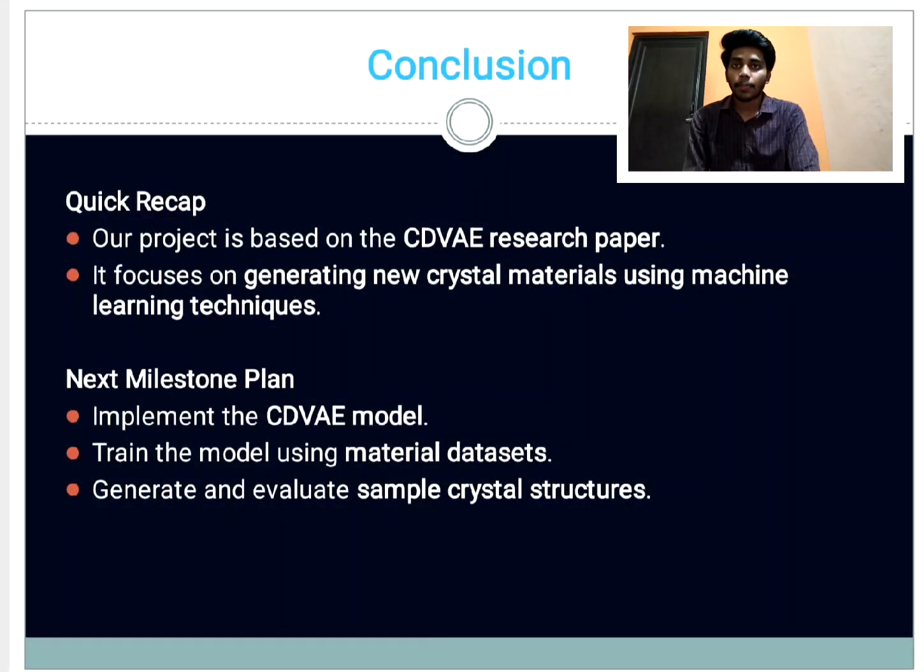To conclude, our project focuses on using machine learning techniques to generate crystal structures from chemical compositions. The CDVAE model helps accelerate the discovery of new materials by learning from existing crystal data. This approach can support research in many fields such as energy storage, electronics, and advanced systems and materials. In the future, we aim to implement the model, train it on datasets, and generate new crystal structures for evaluation.